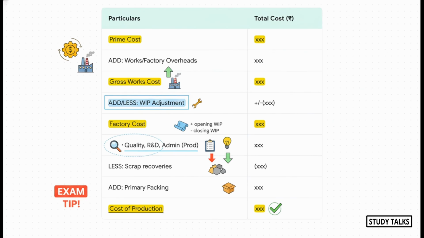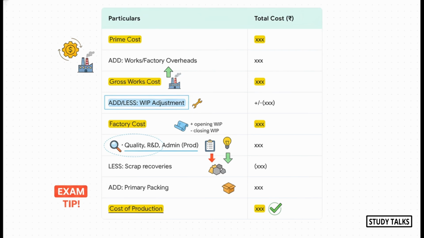Then, we add what we call works or factory overheads. Think of this as all the indirect costs of running the factory, like the factory rent or the supervisor's salary. That gives us our gross works cost. Now here's a really important adjustment for work in process, or WIP. We add the value of any unfinished goods from the start of the period and subtract the value of unfinished goods at the end. Why? Because we only want the cost of what we actually completed in the factory this period.